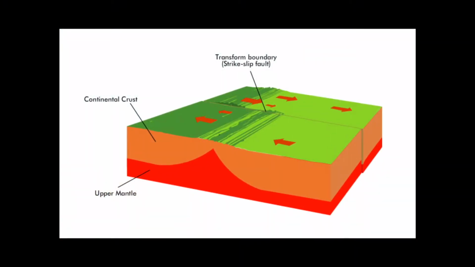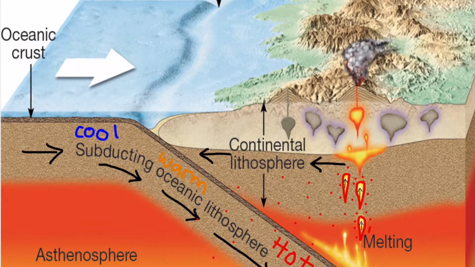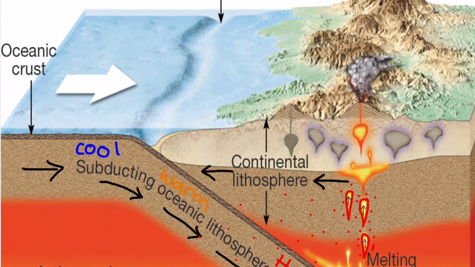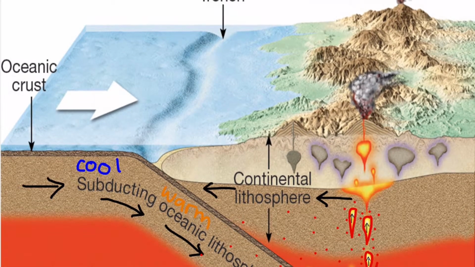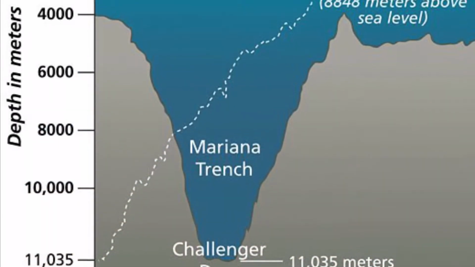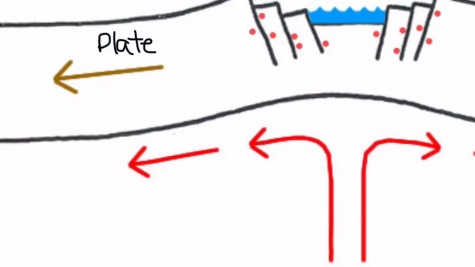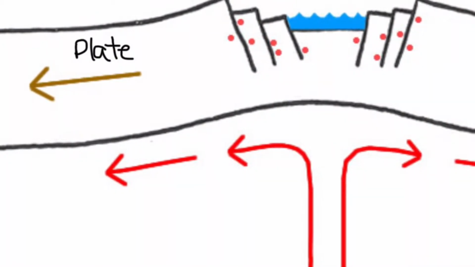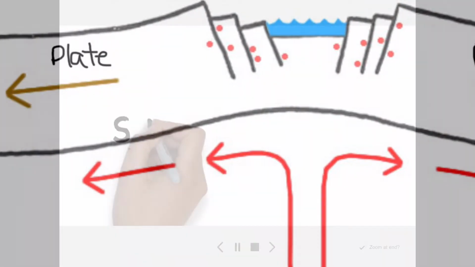At transform boundaries, plates slide past each other and form strike-slip faults. A convergent plate boundary is when two plates move towards each other and one goes under the other plate. This can produce volcanic activity, trenches, earthquakes, and mountains. An example of this is the Challenger Deep in the Mariana Trench, the lowest point in Earth's oceans. Divergent plate boundaries are when two plates move away from each other. They initially produce rifts, which eventually become rift valleys.